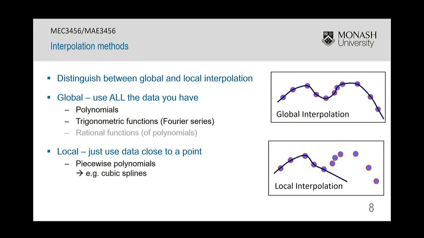Local interpolation just uses data that's close to the point. So for example, we might use piecewise polynomials, something like cubic splines. We'll come to those later on. So we don't use all of the data, we just use the data that's close to the point. So for example, if we wanted to know what the function value at this red point was here, why do we need to worry about what's happening across on the right-hand side of this figure? We don't expect this data to influence that point very much. It's really going to be what's happening in the neighbourhood of the red dot that we're really going to be interested in.